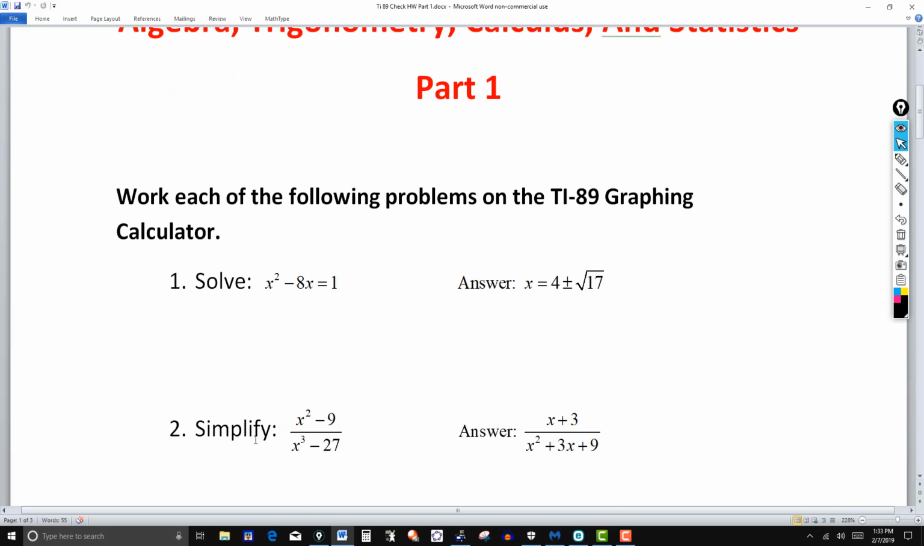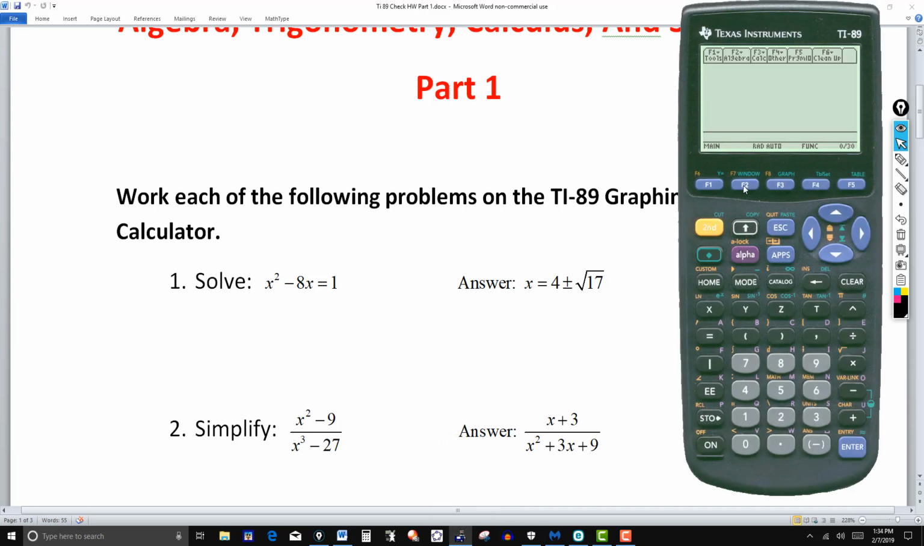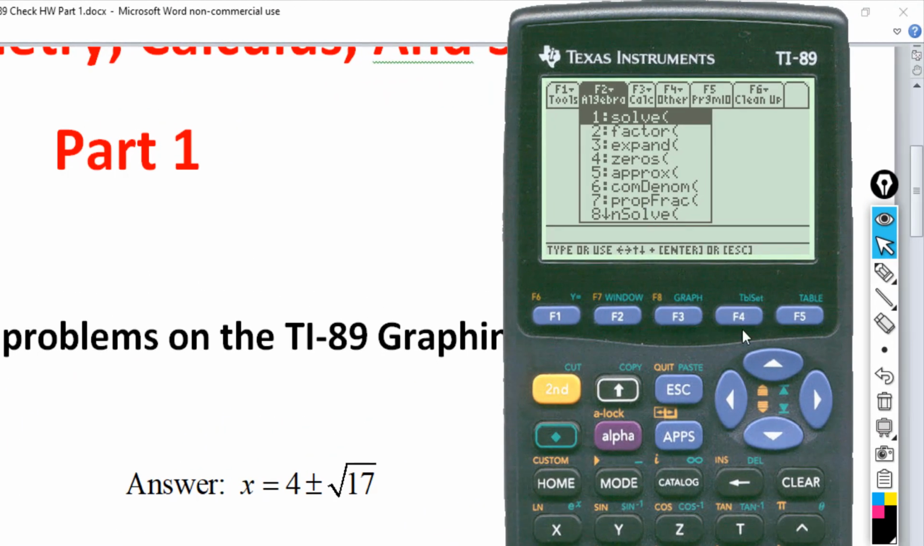Okay, so basically you want to reduce this. So on the calculator then, I go to, again, F2, you'll find pretty much all your algebra functions. And I go down to proper fraction, number 7. Okay, and hit 7 now on your keys here. And then you just enter this expression.